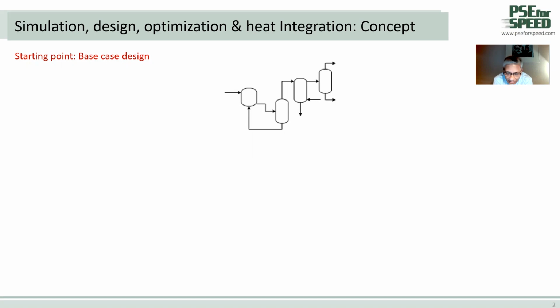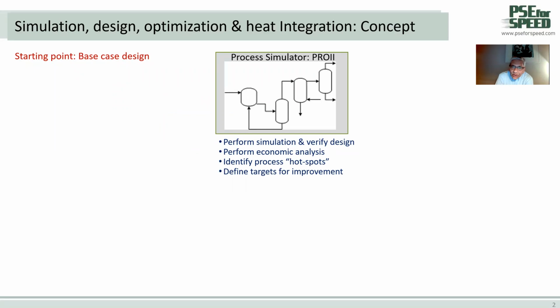So the base case design, or the starting point, is that we have a base case design of a chemical process, as you see from a simple diagram. What we need to do is to convert this process design into a process simulation, and then verify that the design as simulated is correct. And then we will perform economic analysis and analysis of hotspots, meaning where are the problems in the design that use more energy, for example, than necessary. And based on that, we will define some targets for improvement.